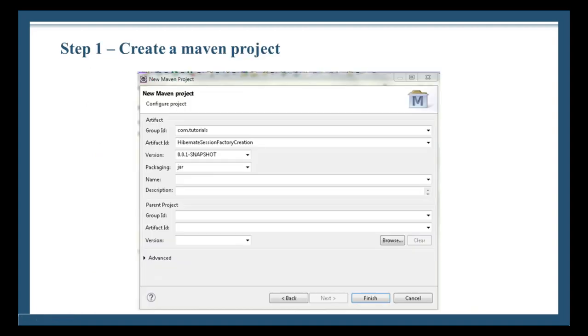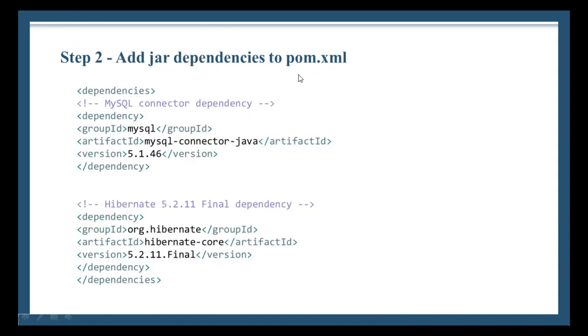Now to create a Maven project, you can select the new option from the File menu and then select the Maven project. Now for our example, I have given the group ID as com.tutorials and the artifact ID is the name of the project itself, which I am going to give as Hibernate Session Factory Creation. Thereafter, we need to give the different dependencies in pom.xml. I have given two dependencies. One is for the MySQL connector jar file and the second one is for the Hibernate jar files.